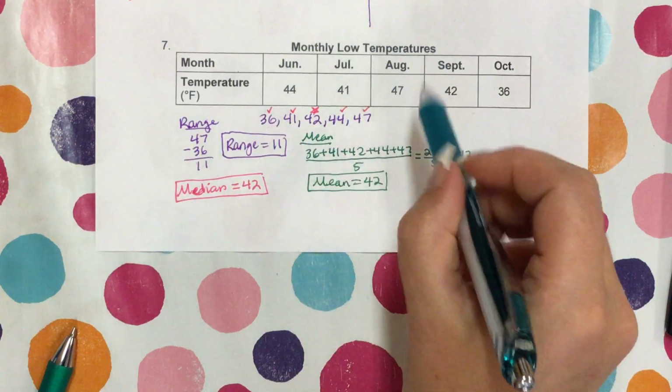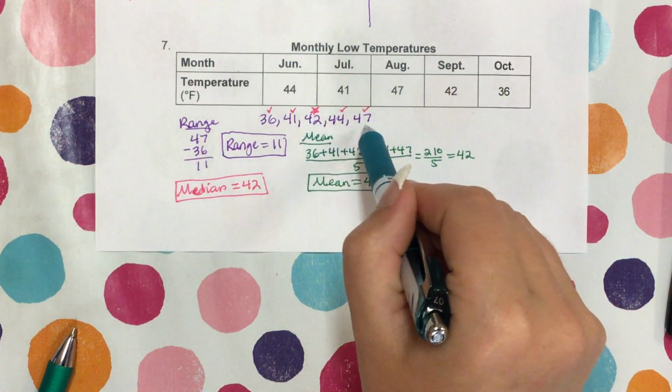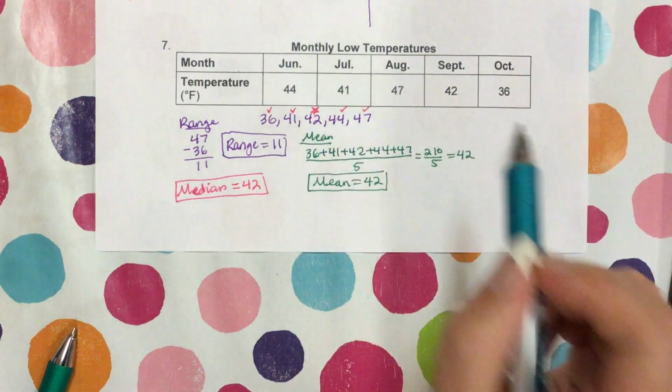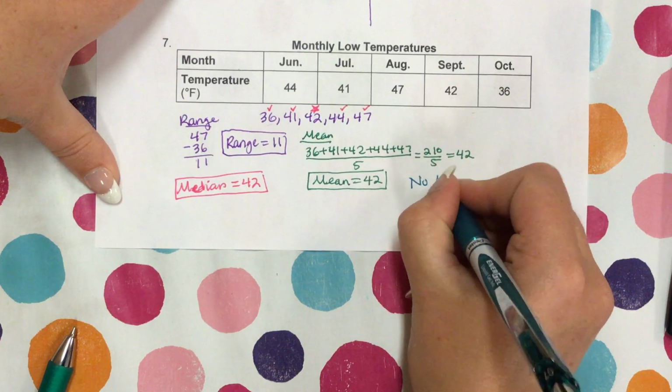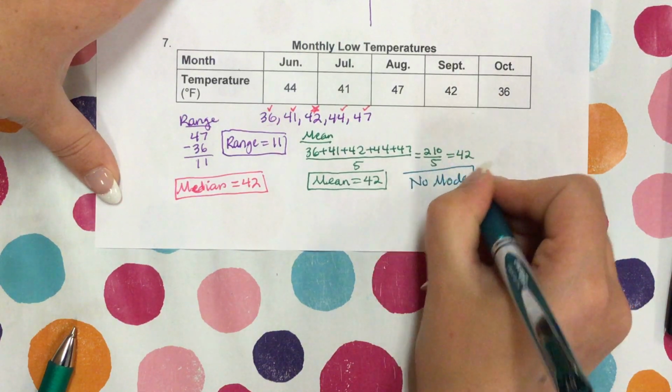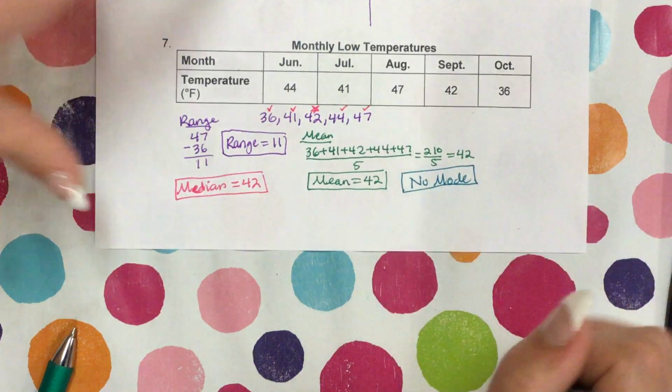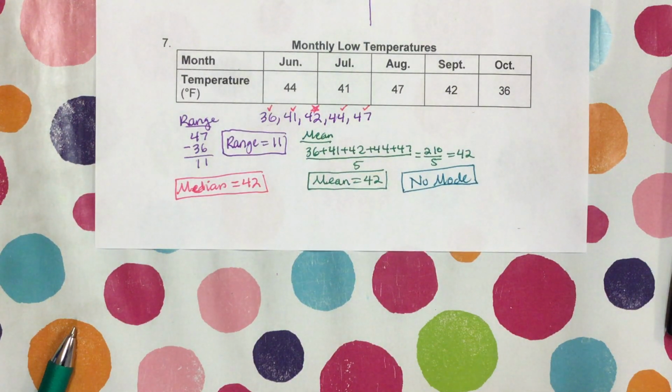Okay, on to the mode. There is no number that's repeating, so there is no mode. So that's the answer for the mode. There you go. Perfect. Okay, on to the next page.